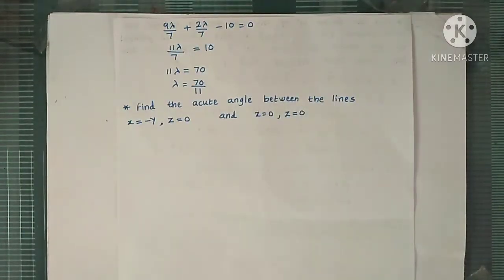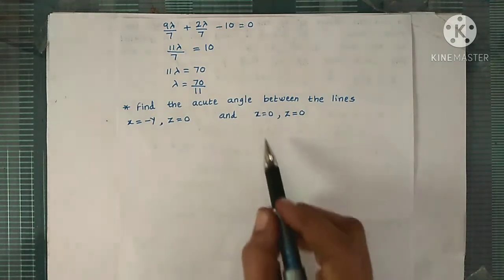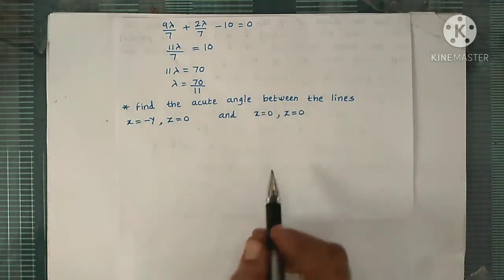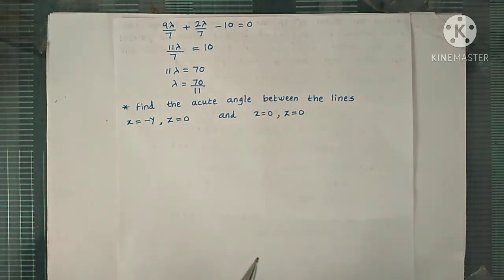Now the next question is: find the acute angle between the lines x equal to minus y, z equal to 0, and the second line is x equal to 0, z equal to 0. You can see the second line is x equal to 0, z equal to 0, so x and z coordinates are 0, which is possible only for a point on the y-axis. So this is the equation of the y-axis. The term in y is not there, so y can be anything. So y can take any value as it is the equation of the y-axis.